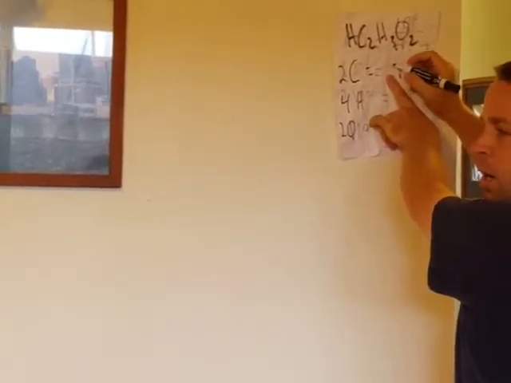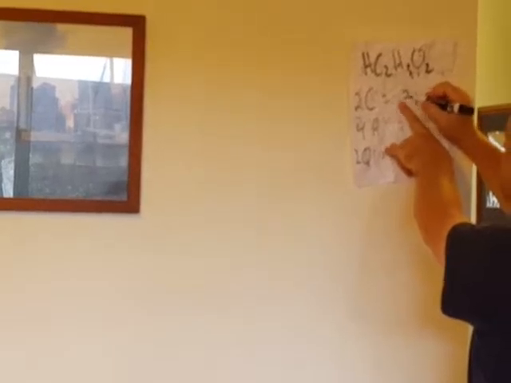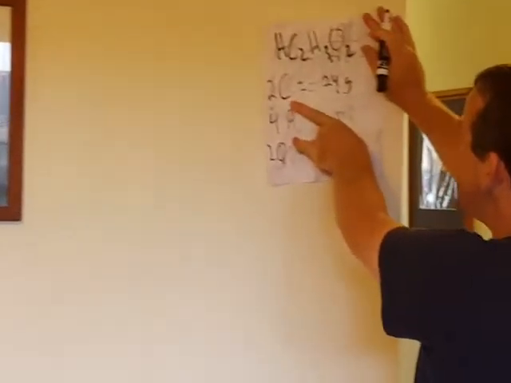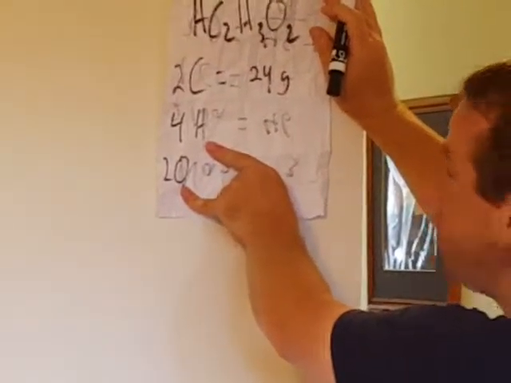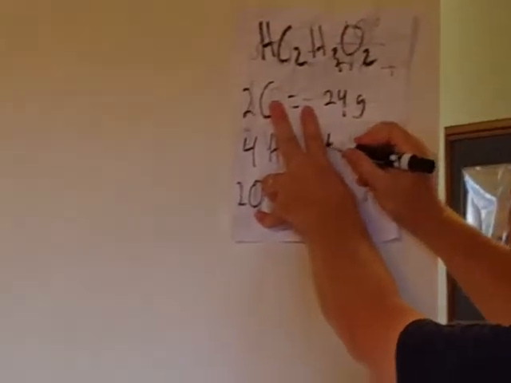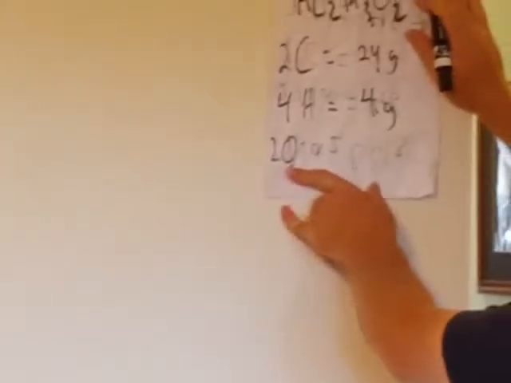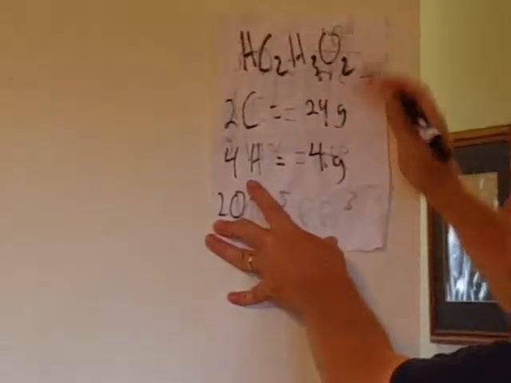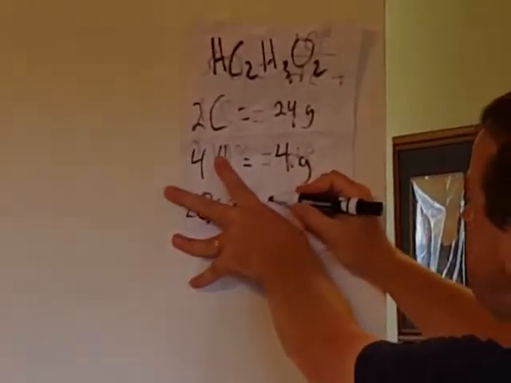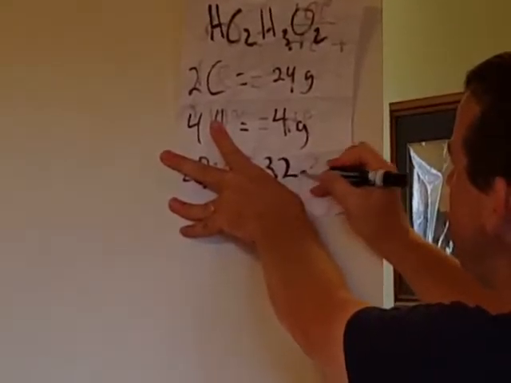What does 2 carbons weigh? 12 each, right? 12 plus 12. That's 24 grams for every 2 carbons. 4 hydrogens, 4. 2 oxygens, 32. 16 plus 16. 16 and 16 are 32.